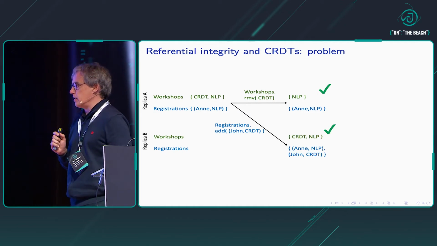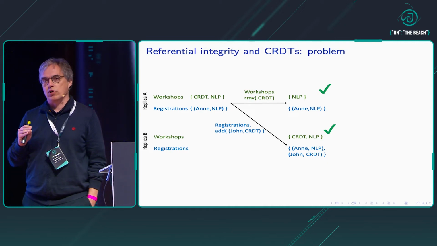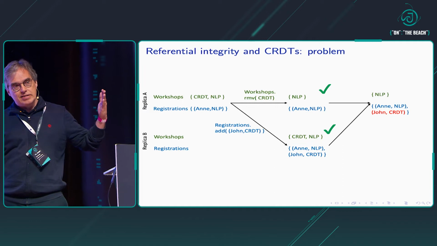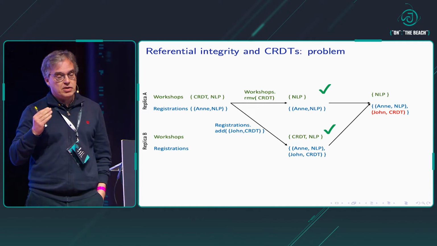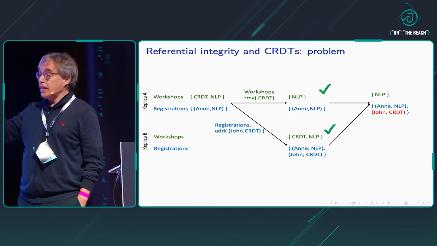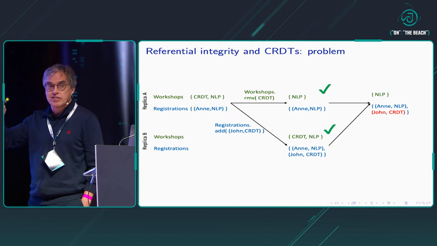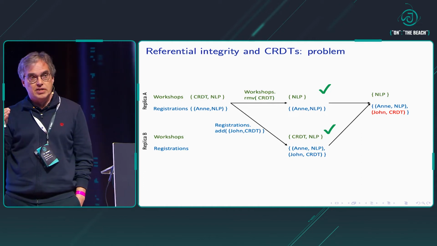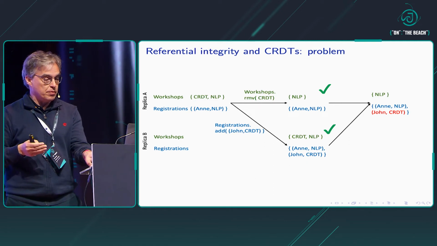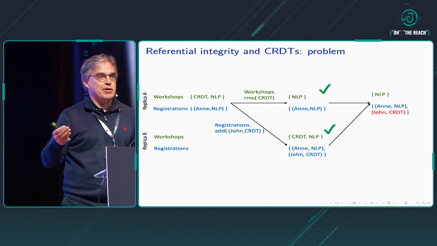Okay? In the second replica, in the registration set, I will have N registered to the NLP workshop and John registered to the CRDT workshop. Okay? So in a database that merges per object, we end up in a problem. So what is the problem? If you look at each object, we don't even have concurrent operations. We have a single operation in each of the objects. And we end up in a situation where we have only the NLP workshop, and we have John registered to a CRDT workshop that doesn't exist anymore.